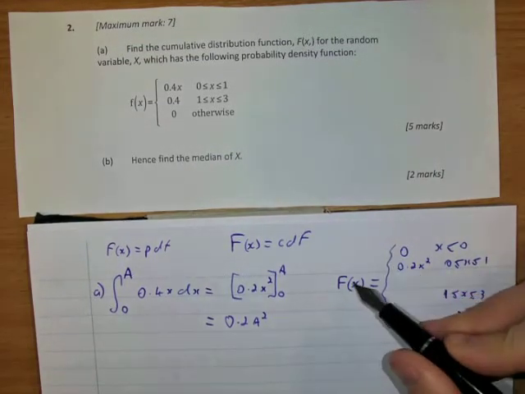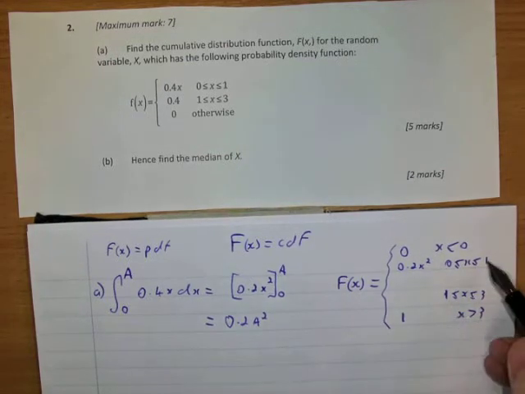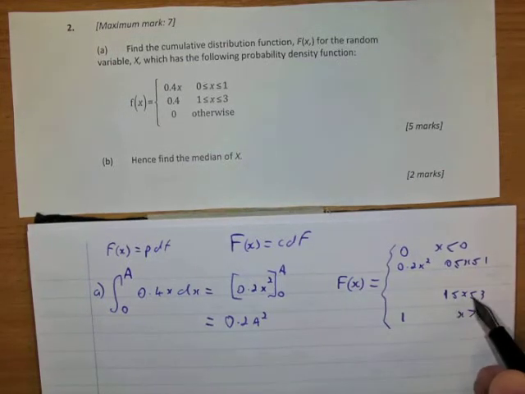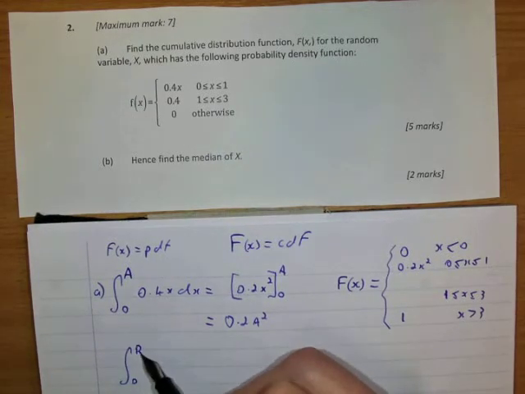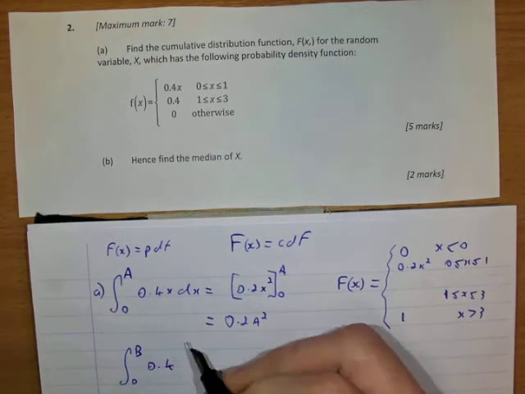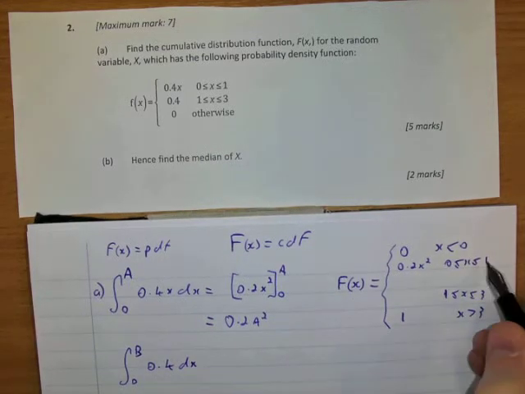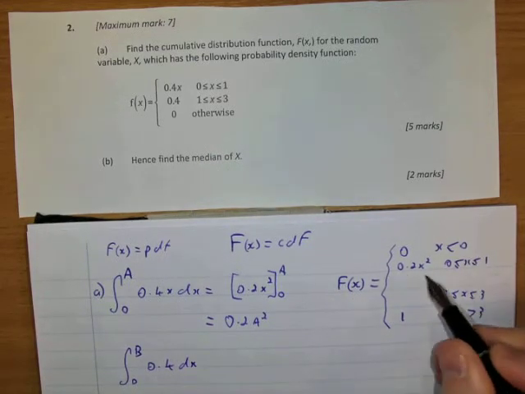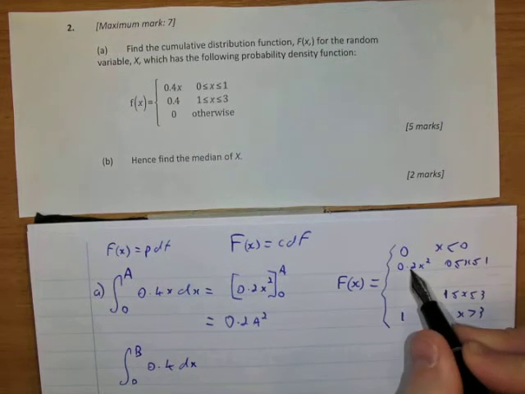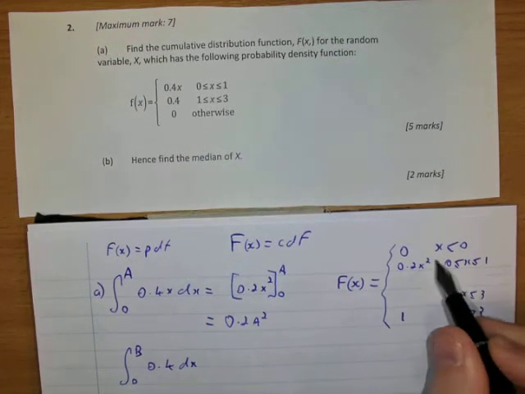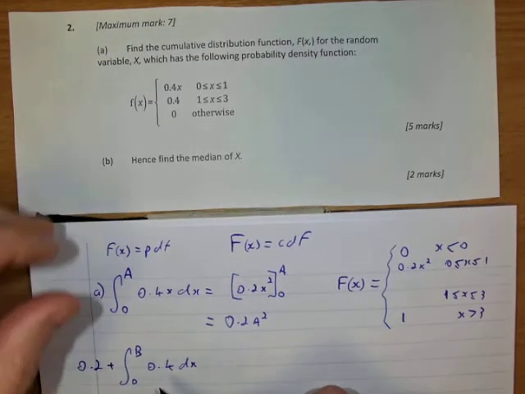As our CDF, capital F of x, is a running total, once we get to 1 and we start going into this bit, we are going to integrate between, say, 0 and b for our 0.4. But don't forget, as it's a running total, we've also got what probabilities occurred here. Hopefully we can see that when x is 1, put x is 1 into here, you get 0.2. So up to 1, there's a total probability of 0.2. So that has to be added on to our integral.